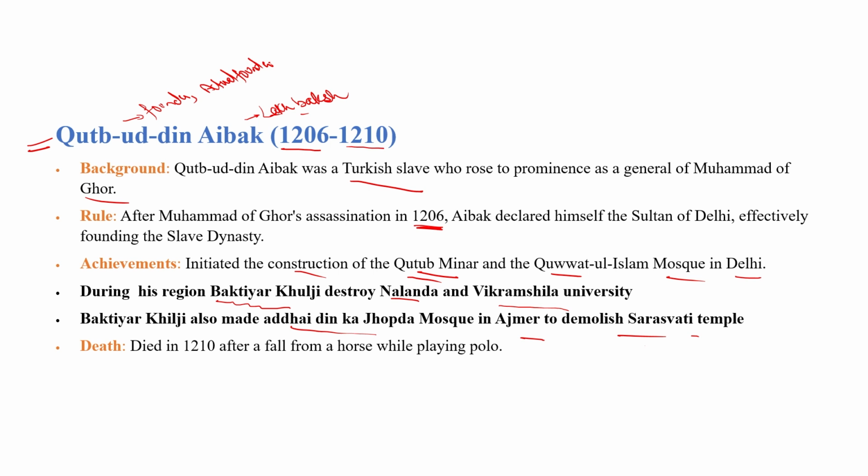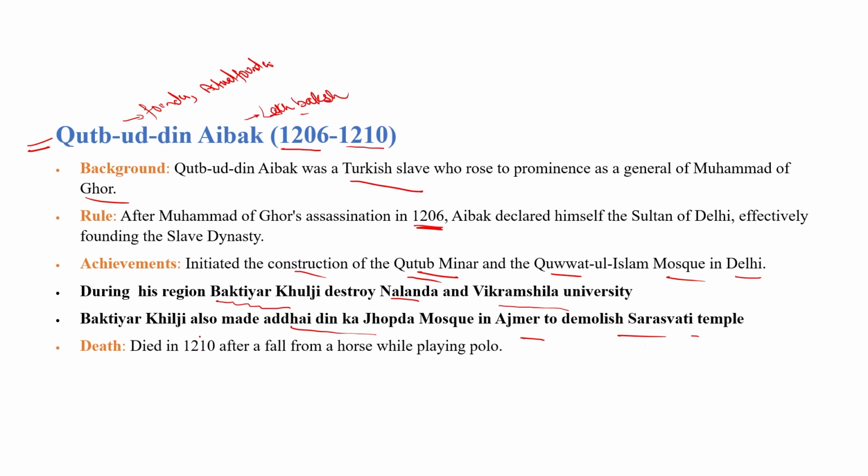So where is the Adhai Din Ka Jhopda Mosque? It is in Ajmer at present. It was constructed after the demolition of the Saraswati temple, which was established by the Chauhan dynasty ruler Vigrahraj IV.